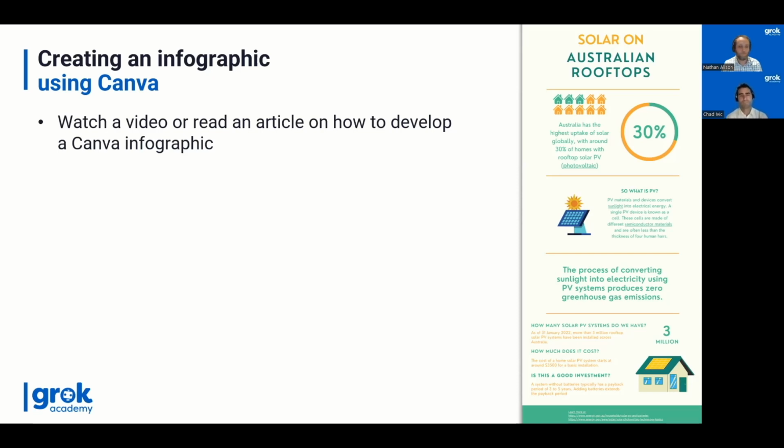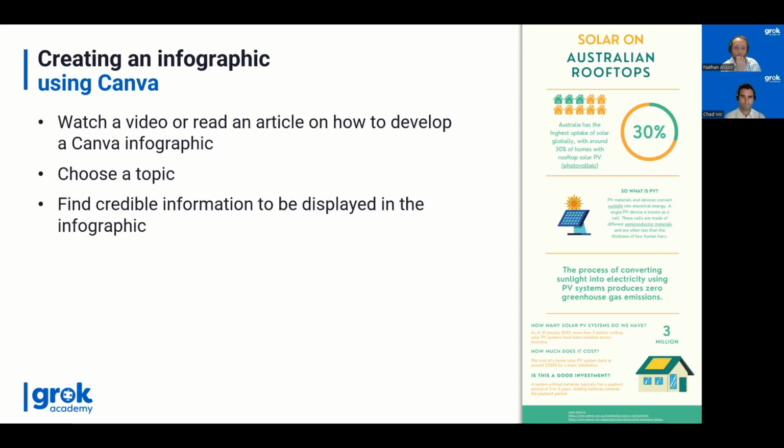So first, if you ask students to do this as well, this is a process that you could take them through, like the digital literacy demands to produce an infographic like this. So first of all, to learn how to do this, I had to watch a video or read an article on how to develop an infographic, and I chose a topic. So obviously that's solar on Australian rooftops. And then I went off and found some credible information to be displayed in the infographic. So I used an Australian government website to get all the information that's on this infographic, just to make sure that it is credible. It is sourced down the bottom there.